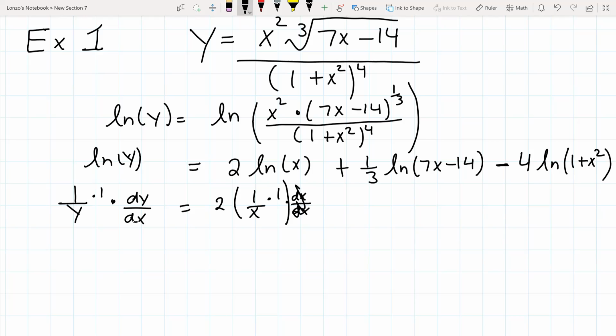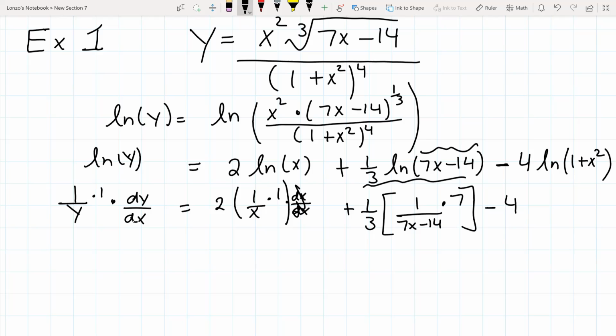So over here, the derivative of this whole thing, 1/3 is a constant. So it's going to be 1 over 7x minus 14, and then take the derivative inside the parentheses, chain rule. So the derivative of 7x minus 14 is just 7, minus 4. And then the derivative of this is going to be 1 over 1 plus x squared times the derivative of 1 plus x squared, which is going to be 2x.